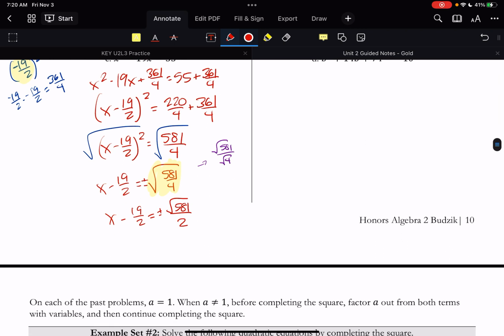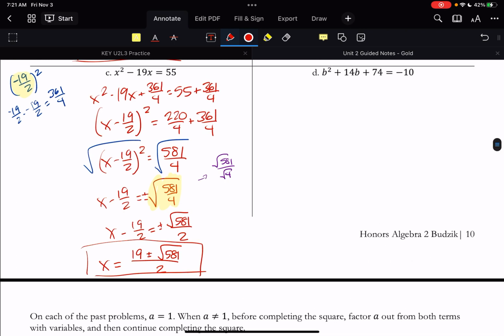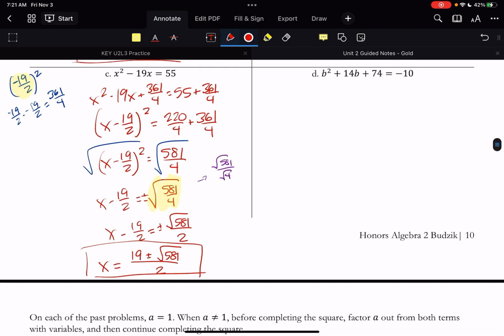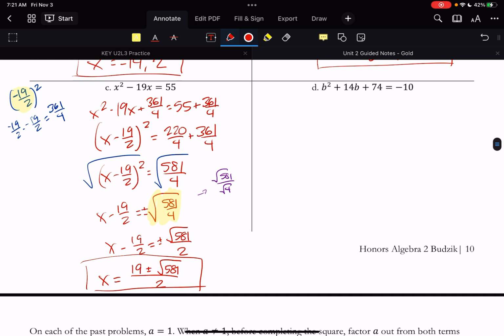And then last step to isolate my x, I'm going to add 19 halves to both sides. So my final solutions are x equals 19 plus or minus the square root of 581 divided by 2. And I, again, combined those fractions in one step. And those are my two solutions to that quadratic by completing the square.